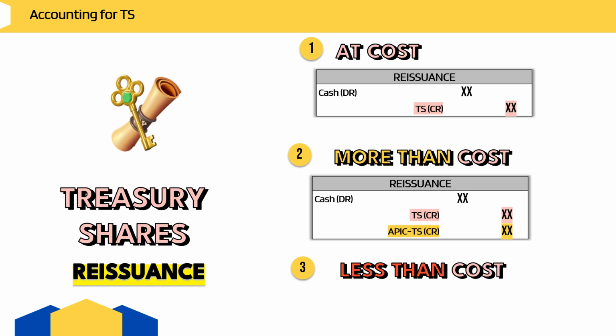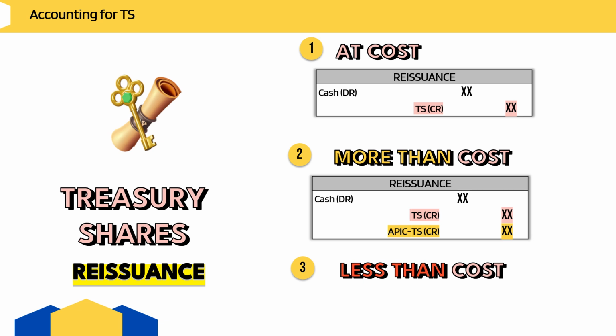So again, para hindi tayo malito, general theory muna tayo. When you reissue the treasury shares at cost, basically what you'll be able to do is just get back the cash that you were able to pay them for, right? So this is simple lang, debit cash, credit treasury shares.